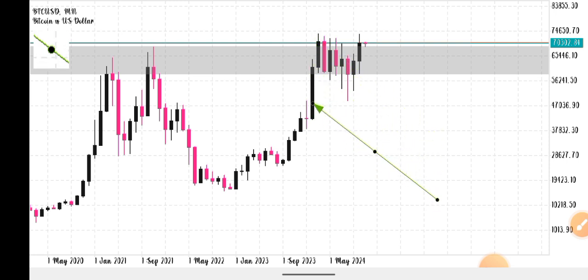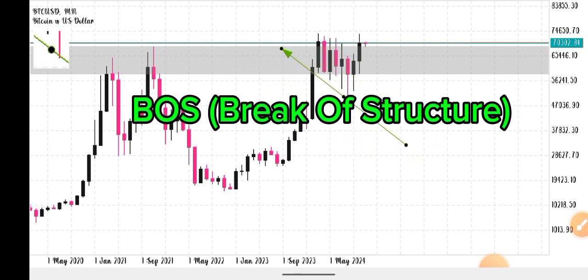bullish candles. Okay guys, so this particular bullish candlestick, which is the green candle on your chart, broke out of this monthly zone, telling us okay that BTC has a break of structure, a BOS, which means we are going upwards, right?